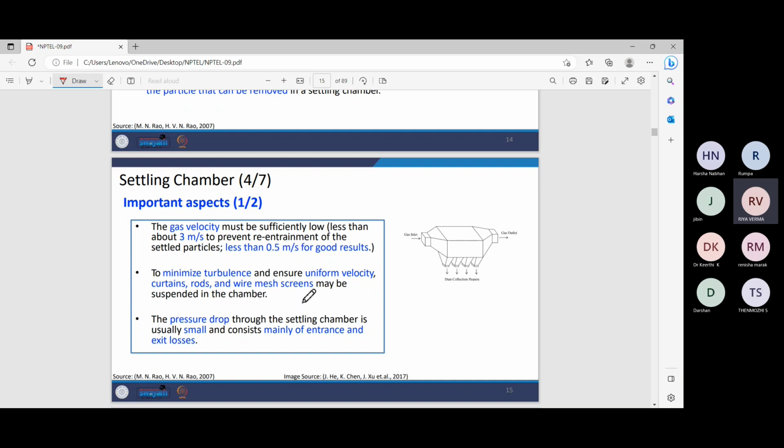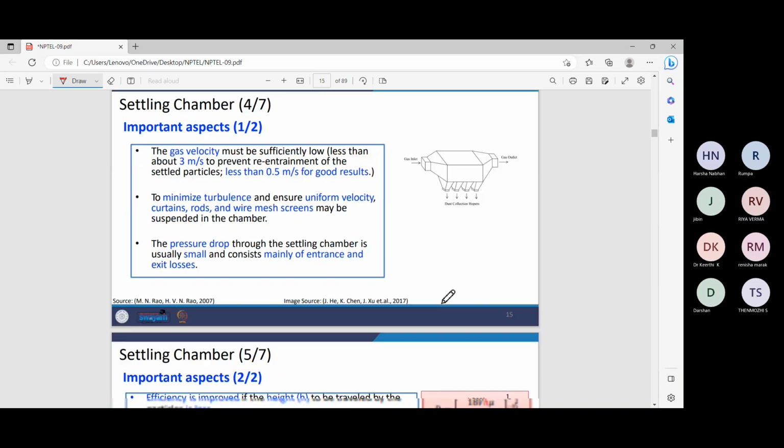To minimize turbulence and ensure uniform velocity, we can use curtains or rods and wire mesh screens inside these chambers. And the pressure drop is generally very small in this chamber, mainly the losses at the entrance and the exit.